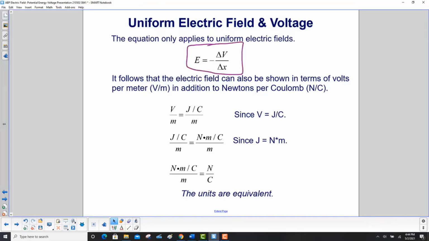It follows that the electric field can also be shown in terms of volts per meter. Why? Well, this is volts, this is meter, in addition to newtons per coulomb. Let's see why that works. So we have volts per meter, and what's a volt? Well, that's a joule per coulomb. Now we're dividing that by meter. A joule per coulomb over meter, well, a joule is a newton meter. So we have newton meter divided by coulomb over meter. What do we have next? We have the newton meter over coulomb. Well, divided by meter, the meters cancel out, and we wind up with newtons per coulomb. The units are equivalent. So volts per meter, same as newtons per coulomb.